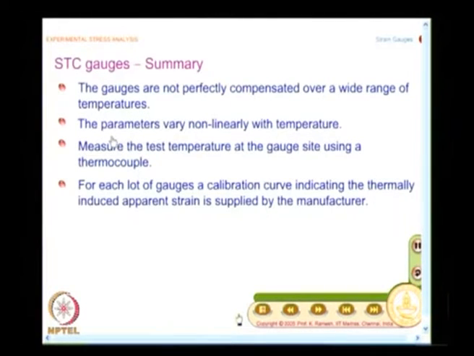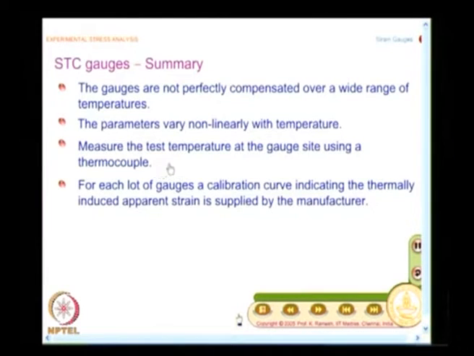And what you find is, these parameters vary non-linearly with temperature. That is the reason why we are unable to handle a wide range of temperatures. One of the remedies is to measure the test temperature at the gauge site using a thermocouple. If I am unable to use self temperature compensated gauges for a particular application, measure the temperature by using a thermocouple.